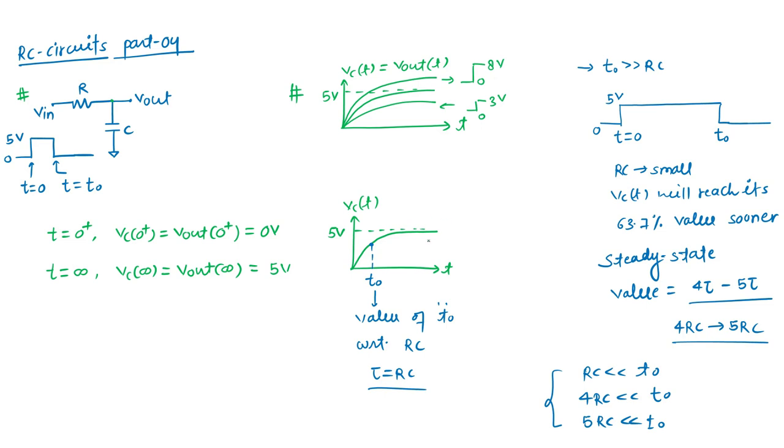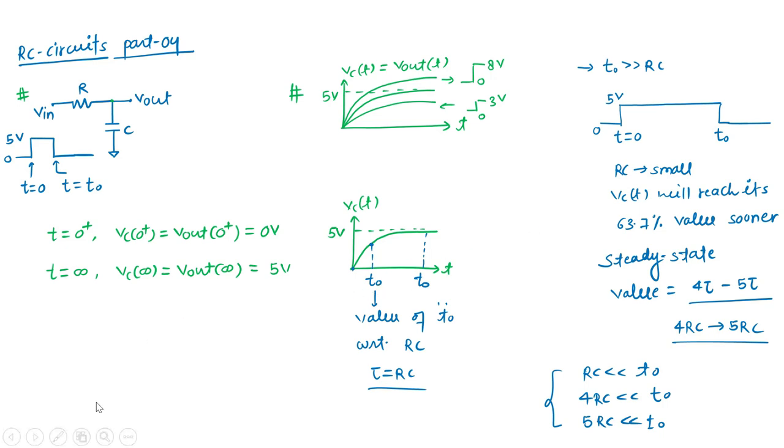So whatever phenomenon is happening here, we are reaching from 0 to 5 volt, and this t naught I mentioned here. According to our consideration, t naught is very much greater than RC. I will say somewhere here, after a very long time, my t naught is coming.